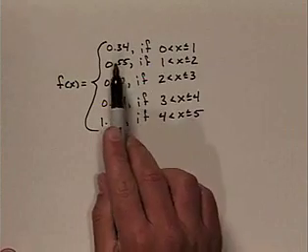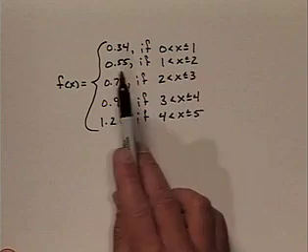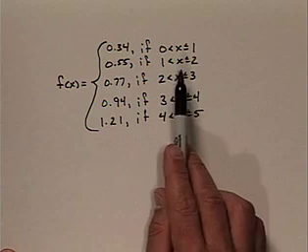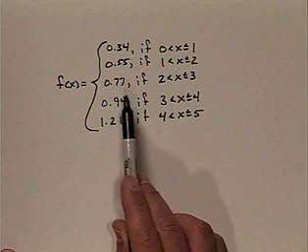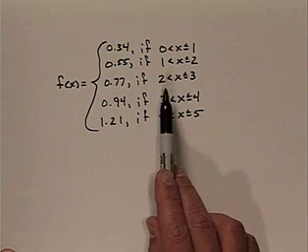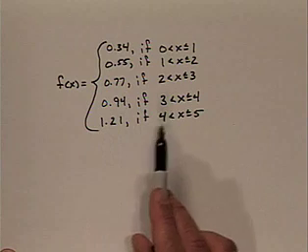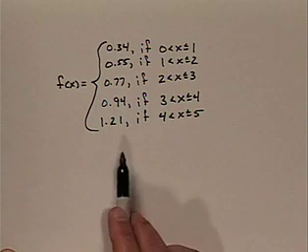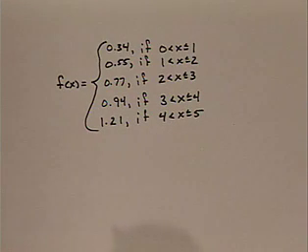So 34 cents for a letter that is more than 0 ounces but not more than 1. 55 cents if the weight of the letter is greater than 1 but not more than 2. 77 cents if the letter is greater than 2 ounces but not more than 3 ounces. 94 cents if the letter is greater than 3 ounces but not more than 4 ounces. And $1.21 if the letter is greater than 4 ounces but not more than 5 ounces.